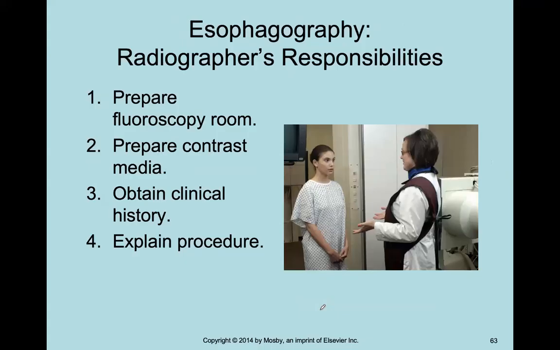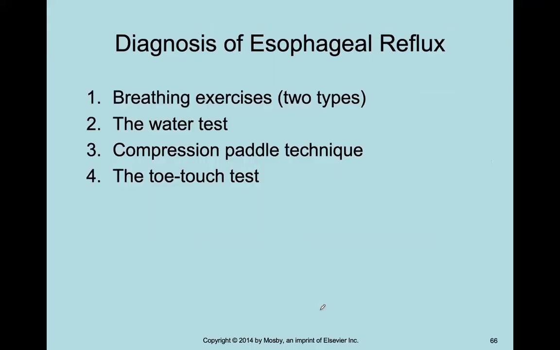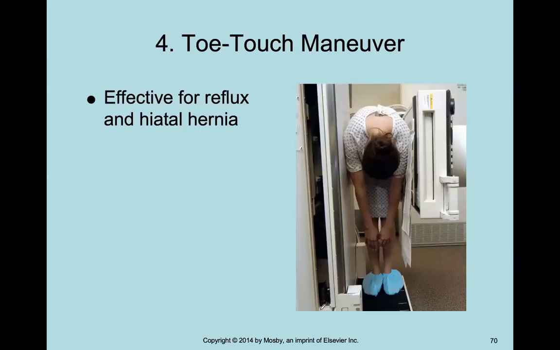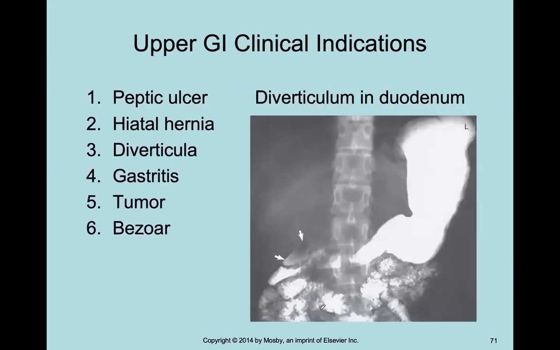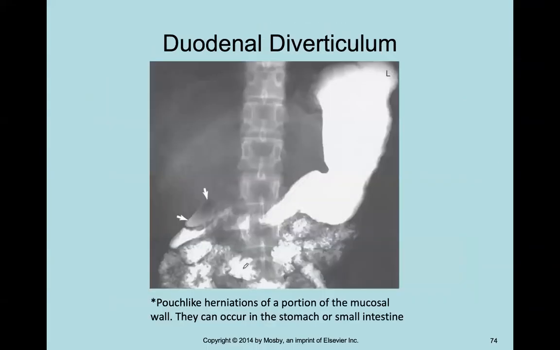Okay, the radiographer's responsibilities: you need to prepare the room, prepare the contrast media, and obtain a very good clinical history. Okay, I'm going to skip over these. Upper GI indications: gastritis, acid reflux as well, ulcers, hiatal hernia, or diverticula. These are all very common for upper GIs. So this is a diverticulum here. Okay, more pathology there. I'll let you guys review that.